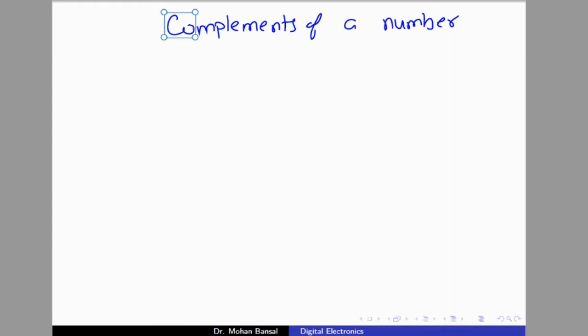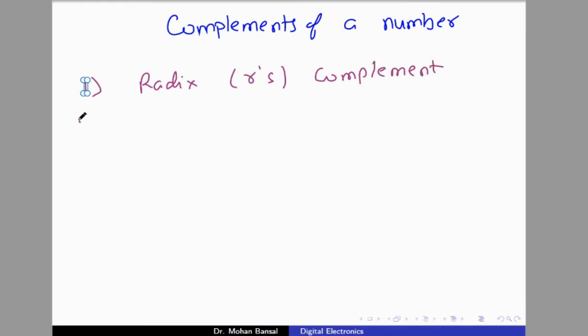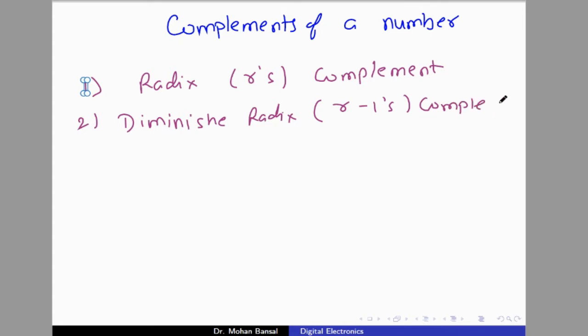There are two types of complements: R's complement and R minus 1's complement. The first one is the radix complement, also called R's complement. The second one is the diminished radix, that is, R minus 1's complement. So we will talk about both types of complements one by one.